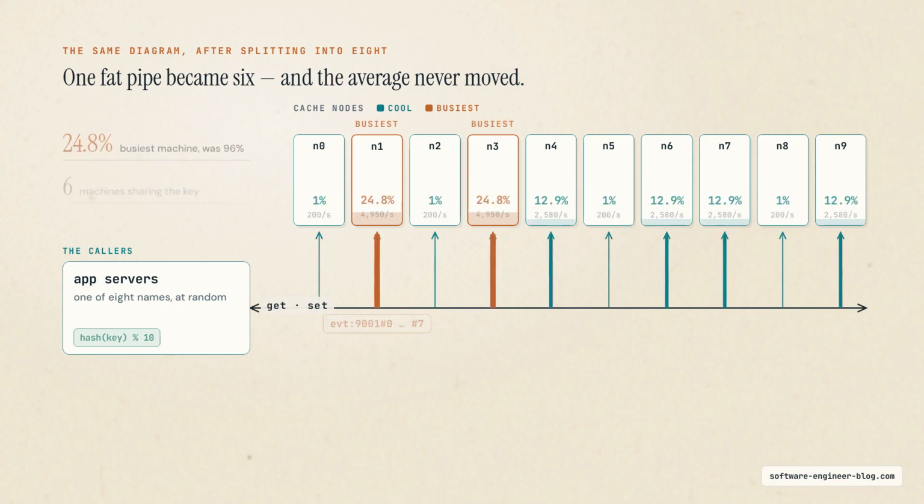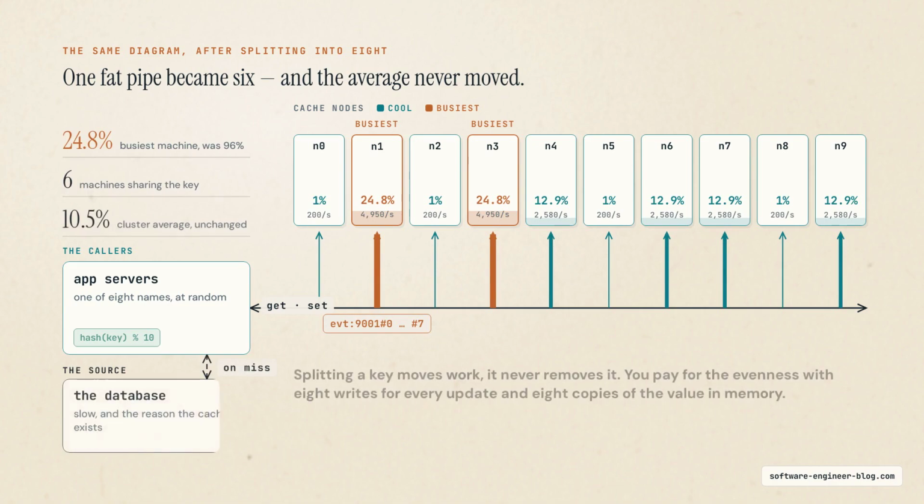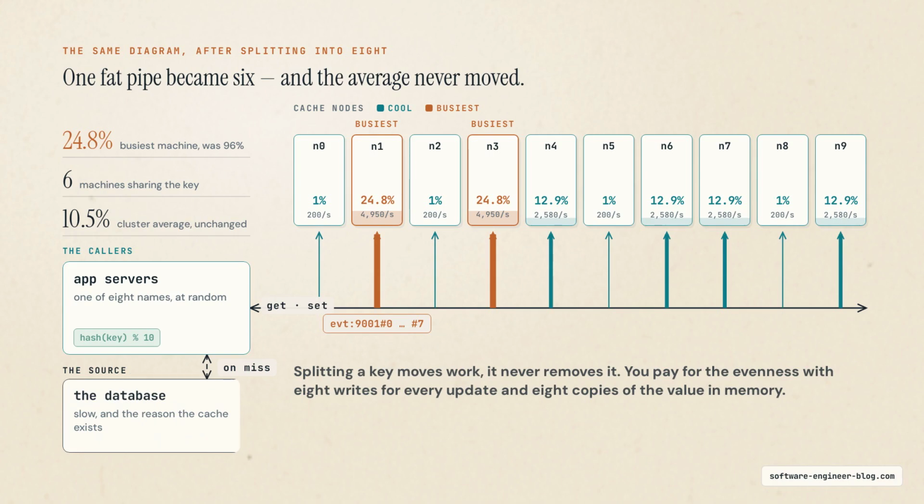Splitting a key moves work around. It never removes any. You spread the same 19,000 reads over more machines, and you pay for that with 8 times the writes and 8 copies of the value sitting in memory.